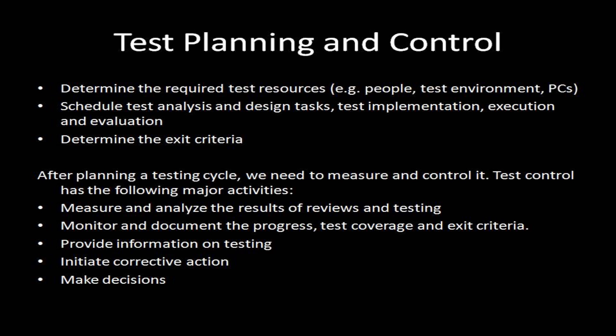Test control has the following major tasks: measure and analyze the results of reviews and testing. We need to know how many reviews and tests we have done. We need to track how many tests have passed and how many failed, along with the number, type, and importance of the defects reported. Monitor and document progress, test coverage, and exit criteria. It is important that we inform the project team how much testing has been done, what the results are, and what conclusions and risk assessment we have made. We must make the test outcome visible and useful to the whole team.